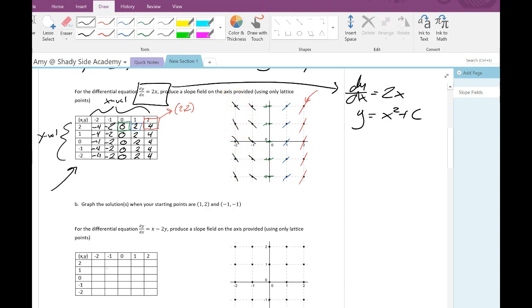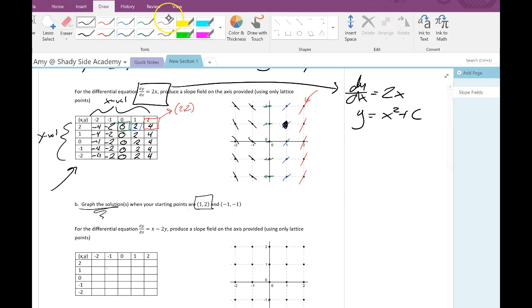Now that image that we have there, that's a slope field. You can kind of see that if you were to go along the path here, it would look like a parabola. The slope field is just this whole field full of little lines or tick marks that have certain slopes. If I ask you to graph the solution, you start at one of the starting points, so start at 1, 2, which is right here.